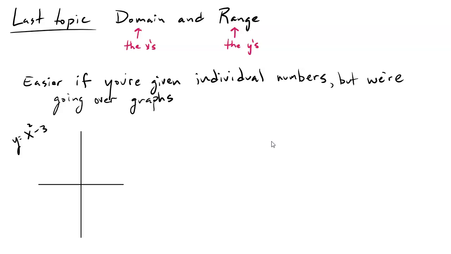I'm not expecting you guys to be able to graph these off the top of your head. The questions you're going to be given are already graphed for you, so I just want to do it this way so you can see how it goes. The minus 3 tells me that I'm going to have a U shape down at negative 3. And so that's what the picture would look like.